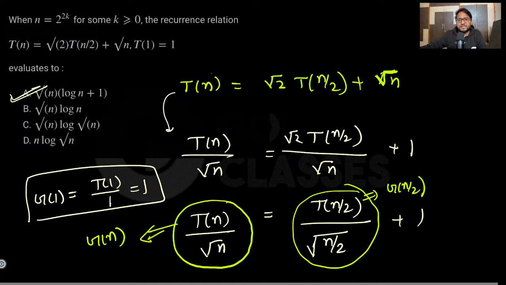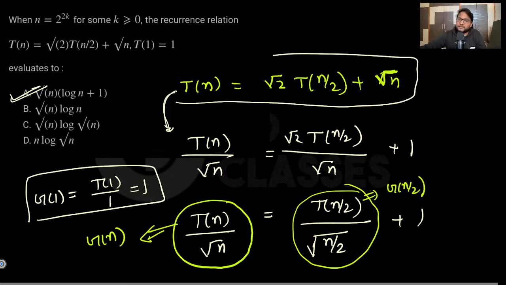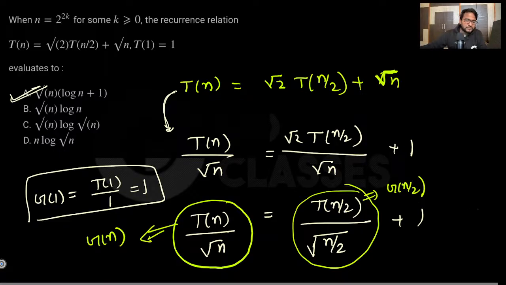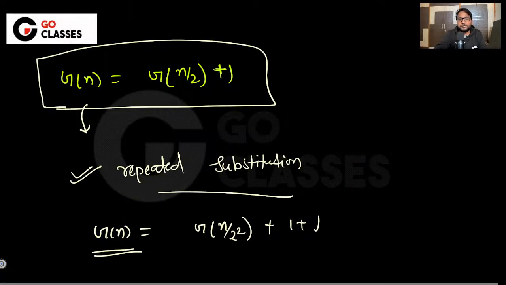From here itself, this is the given. You can divide by root n, or directly put n equal to 2 power m, and then you can solve it. But don't use the Master's theorem, that's what I'm saying, because they want an exact answer, not the theta.